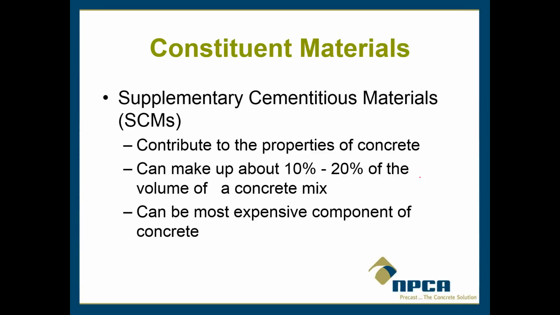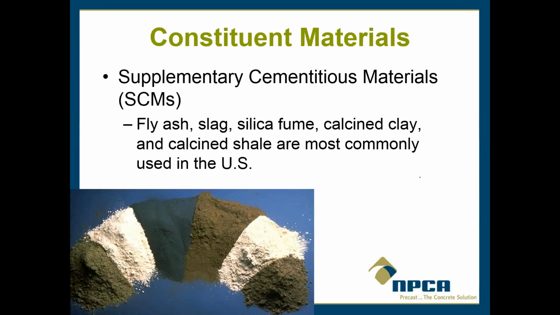If your cylinders suddenly are just ridiculously strong out of nowhere, it might give you an indication of something that's going on in your mix, and that can help cut down on costs if you're unnecessarily putting in all this extra cement or all this extra fly ash or something like that. But anyway, some of the most common ones are fly ash, slag, silica fume, calcined clay, and shale. Those are most commonly used.